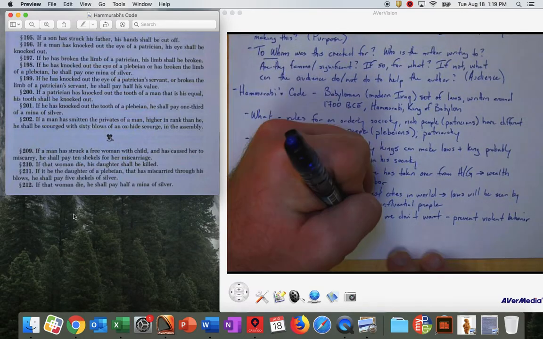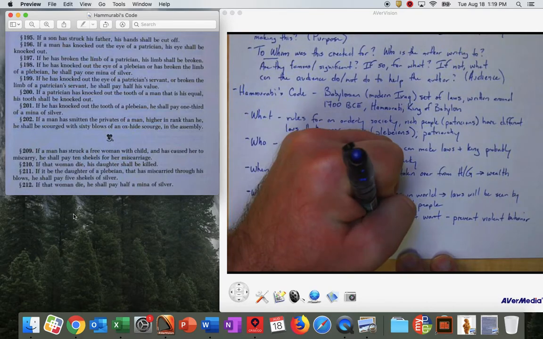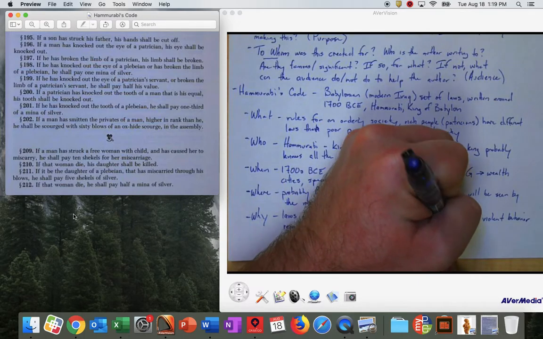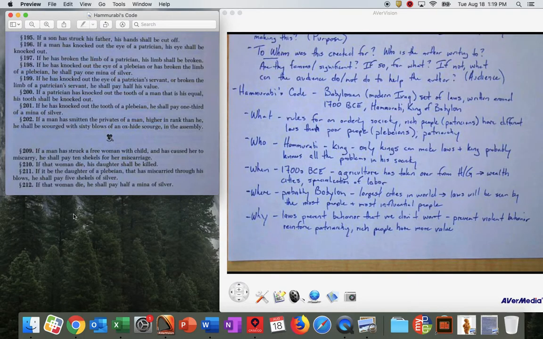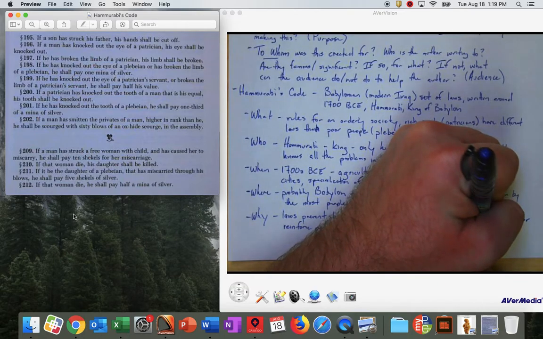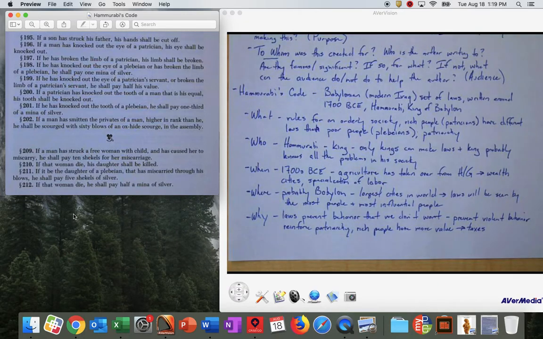It also reinforces the idea that rich people have more value. In Hammurabi's eyes, rich people are more valuable than poor people. That's why the punishments for hitting or killing a rich person are much worse. So why does Hammurabi want to keep the rich people on his side? Well, that's a pretty easy one. They pay taxes. And Hammurabi likes money.